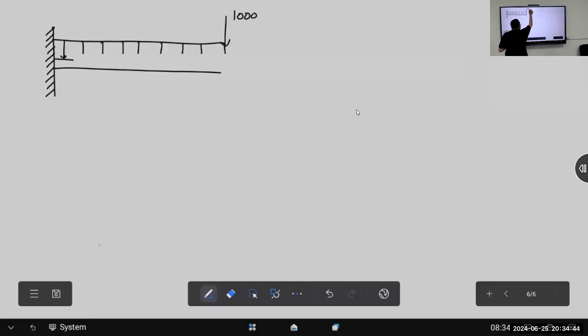The beam has a 1,000 Newton load, a 200 Newton per meter uniform load, and 4 meters length. The maximum moment in the beam.